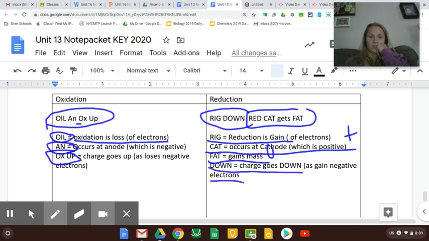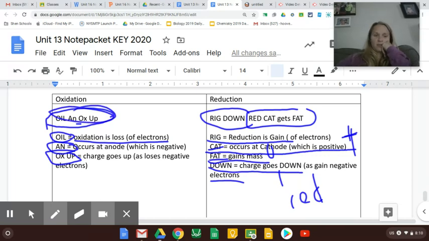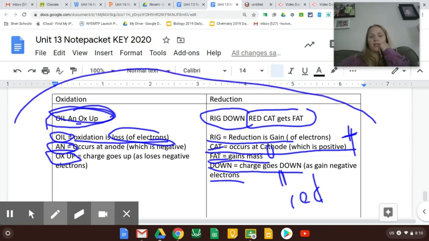So say you saw the charge went down, then you'd go, okay, reduce down, the charge went down, so that's reduced, so it must be the cathode, so it must be the one that gains mass, so it must be the positive one, so the other must be the anode, so it must be oxidation, it must be loss of electrons. So just figuring out one little thing, if you know the memory tricks, you can figure out everything else.